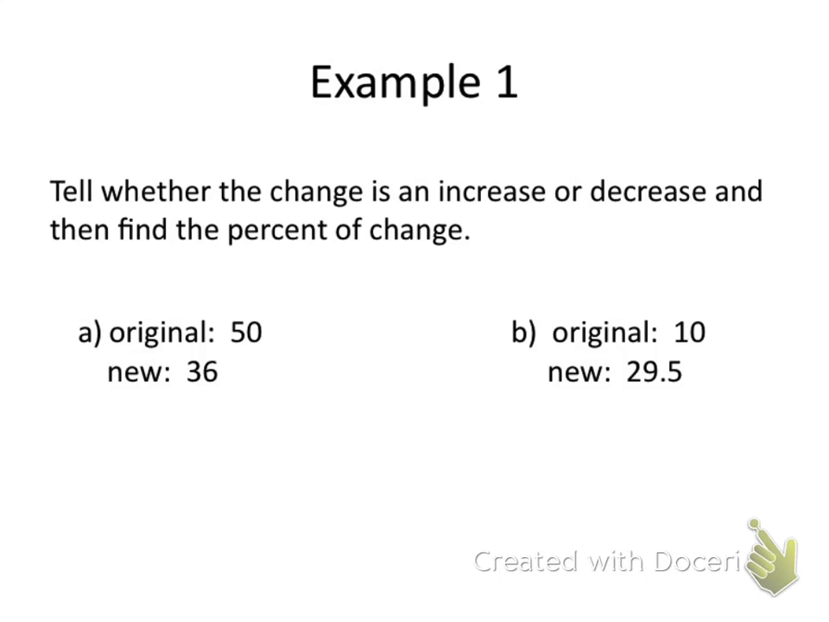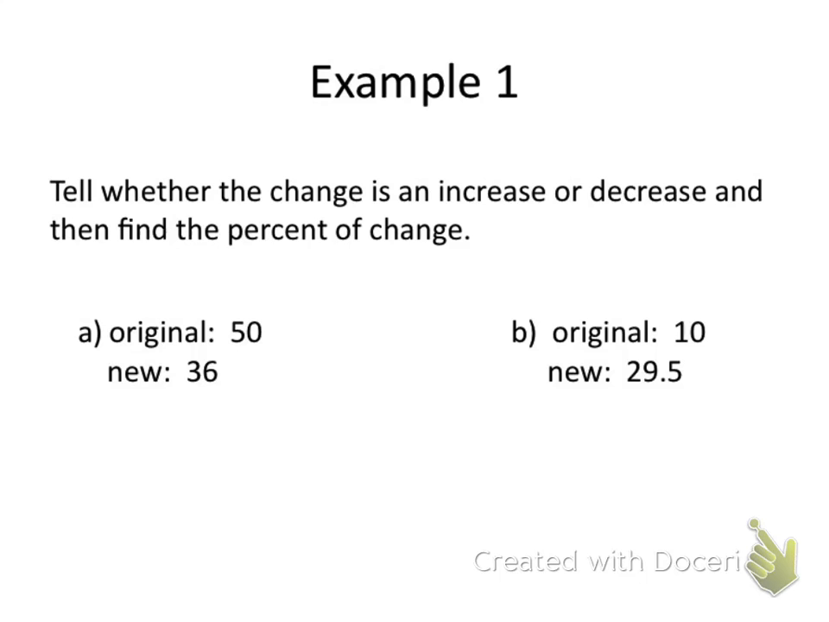So if you're given the original amount, say there were 50 kids in 7th grade, and then in 8th grade only 36 registered, the new amount. Did the enrollment increase or decrease? Decrease. So it's kind of easy to tell. So what we have to do is use that formula and tell how much did it decrease? What did it change by? So the amount of change becomes 50 minus 36.